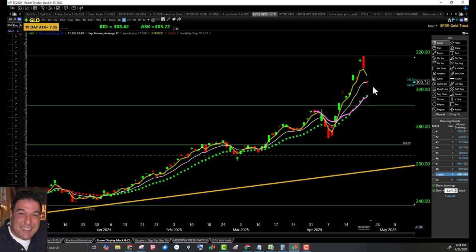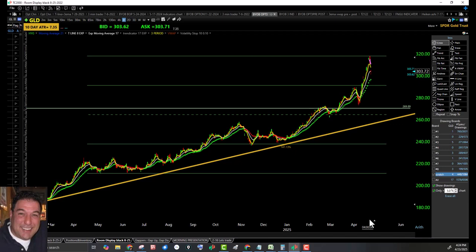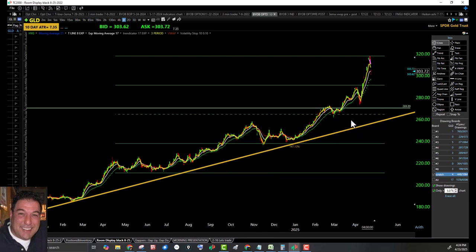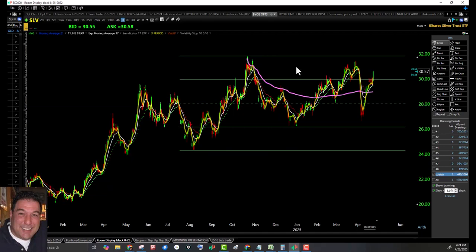over the rising 17, over the prior all-time high anchored VWAP, under the all-time high anchored VWAP. Price action in the upper quadrant up there, number 4, that's bullish, over the uptrend line. Okay, that's GLD. Let's take a look at SLV.